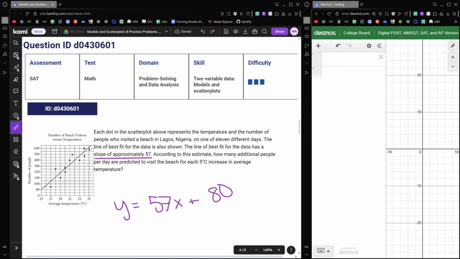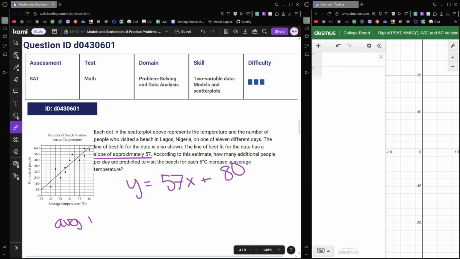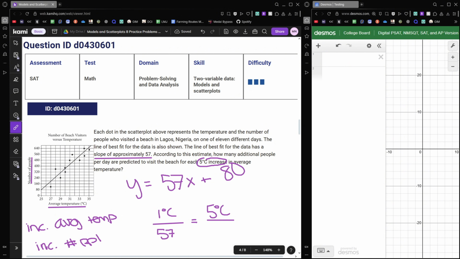Let me go ahead and write that as a proportion. Once again, for every 1 degree increase in the average temperature, which is our x value, there will be an increase of 57, which is our slope, for the number of people, which is our y value. So if we instead had a 5 degrees increase in the temperature, so we put 5 degrees over here, to find the number of people, I think it's pretty obvious what you do. You go ahead and solve for x here.